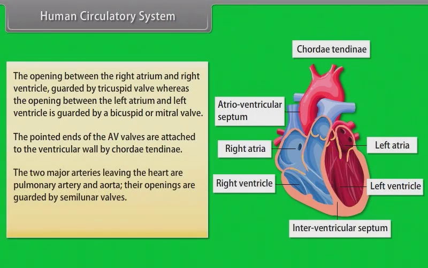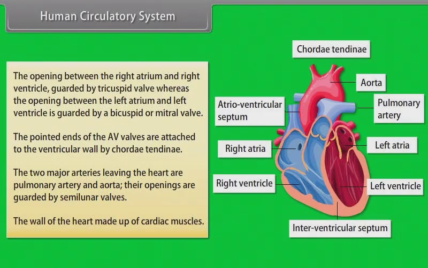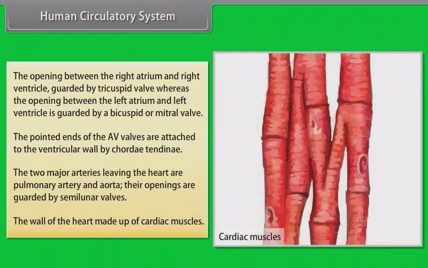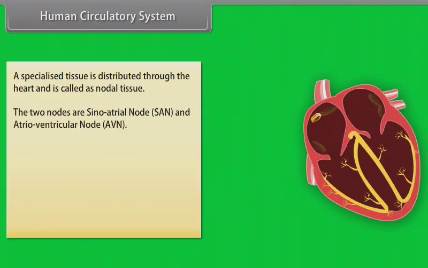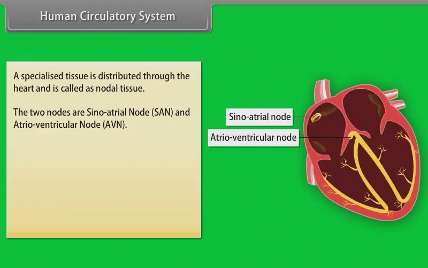The 2 major arteries leaving the heart are the pulmonary artery and aorta. Their openings are guarded by semilunar valves. The wall of the heart is made up of cardiac muscles. A specialized tissue is distributed through the heart and is called nodal tissue. The 2 nodes are the sinoatrial node and the atrioventricular node.